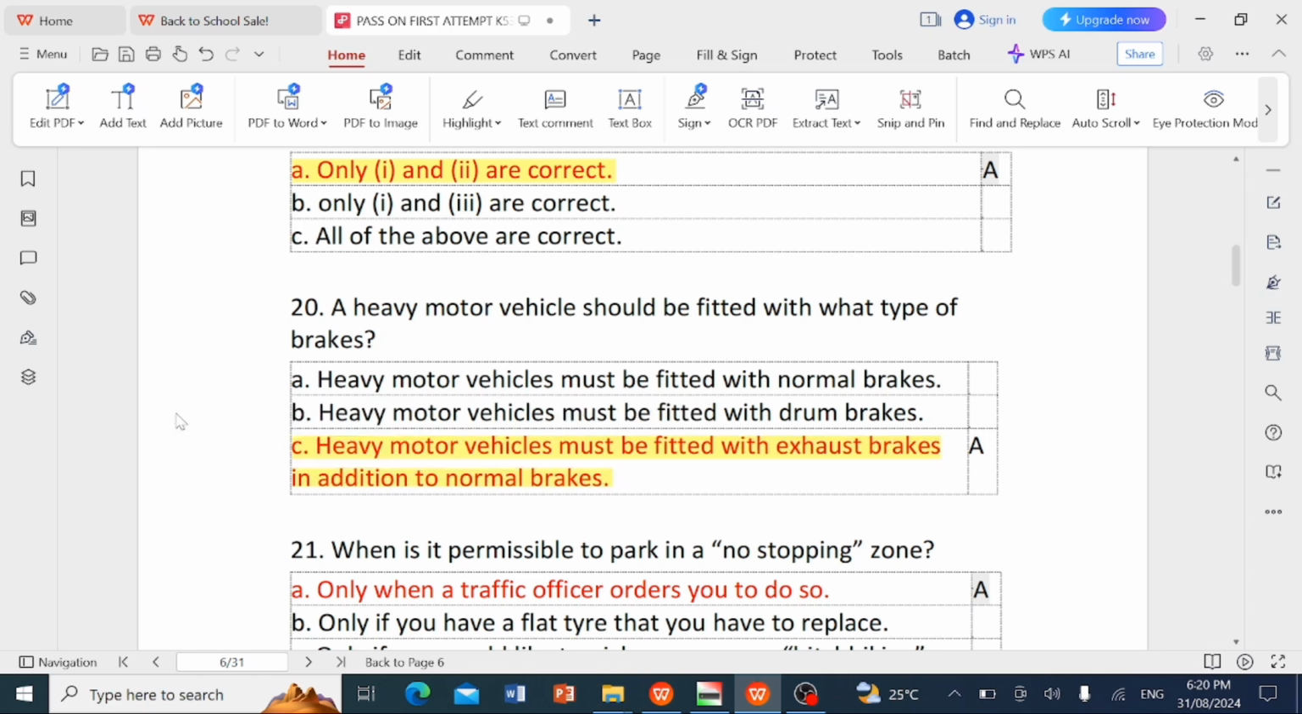So obviously the amount of brakes that you need for normal light motor vehicles will not be sufficient to stop those big trucks that are carrying heavy goods and heavy loads.